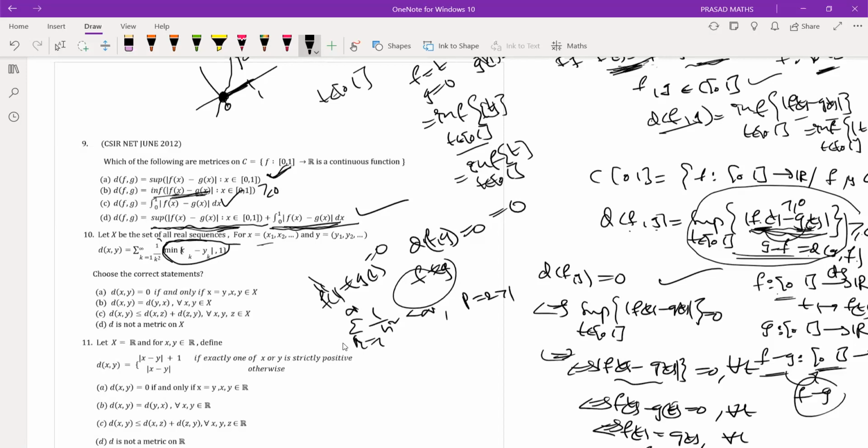So therefore, whenever this is a metric, is something which is a convergent series always a metric? Yes or no? Put it in the chat box.